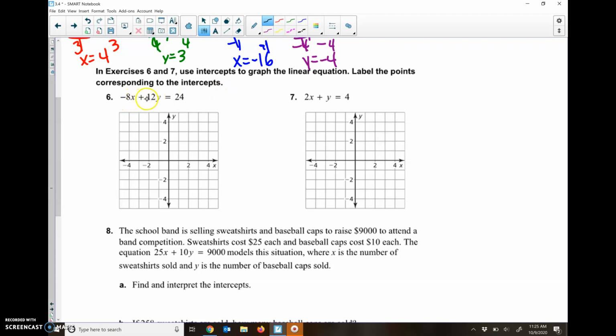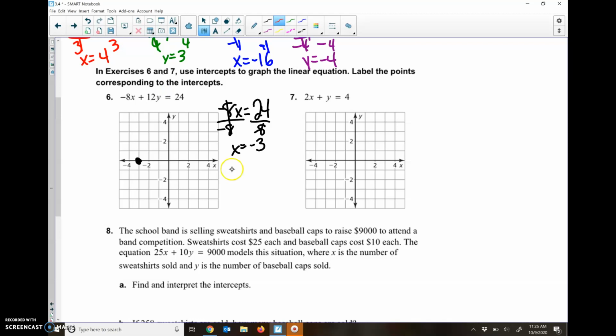So I have negative 8x plus 12y equals 24. So I'm going to get rid of my 12y, put in a 0. 12 times 0 is 0. So I'm left with negative 8x equals 24. Divide both sides by negative 8. And I figure out that x equals negative 3. So I'm going to put a dot where my x-intercept is, negative 3.